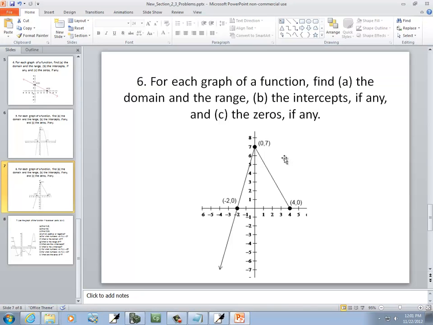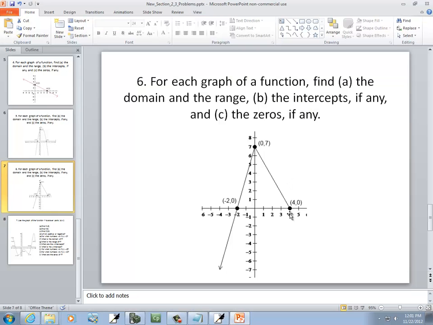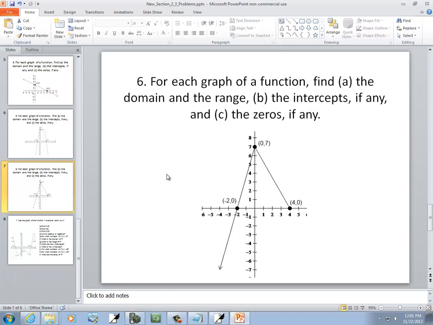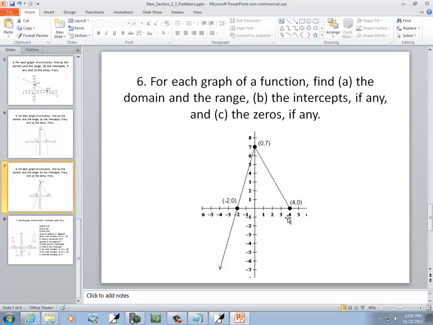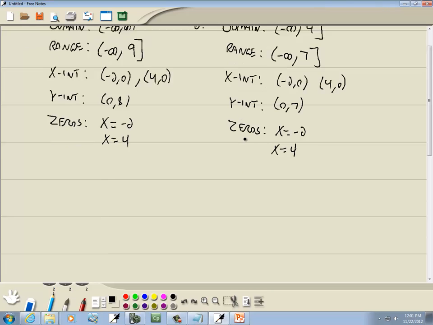Our y-intercept is where it touches or crosses the y-axis, which is (0, 7). Our zeros is where it touches or crosses the x-axis, which is -2 and 4. And again, we write this as, that's weird, is that the same as the last problem? -2, 4. Sure enough. I'm not very imaginative there, am I? It's not always -2 and 4, if you're wondering.